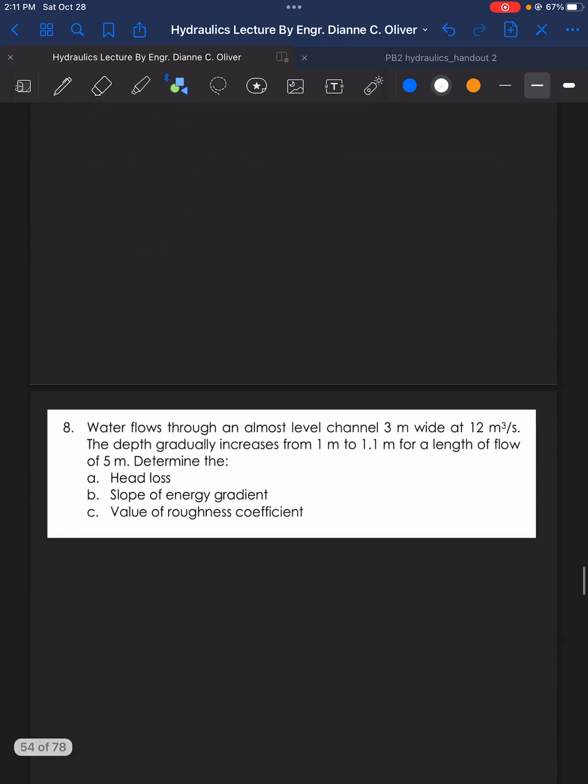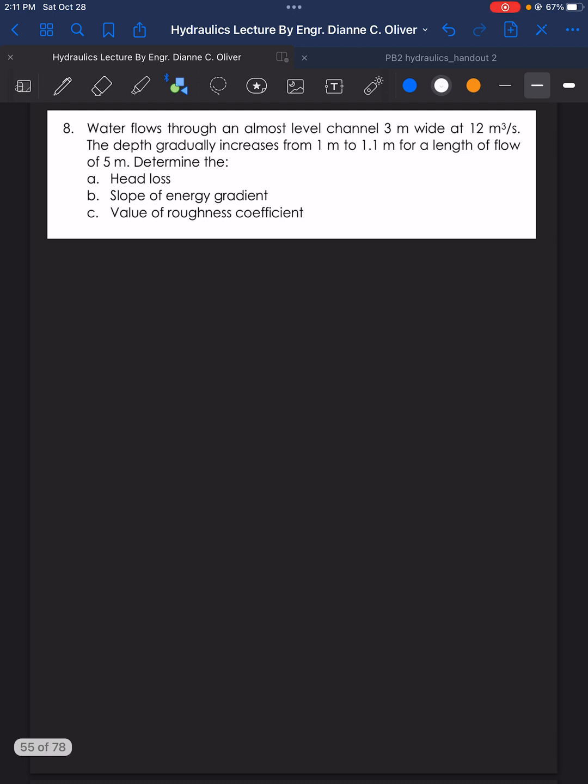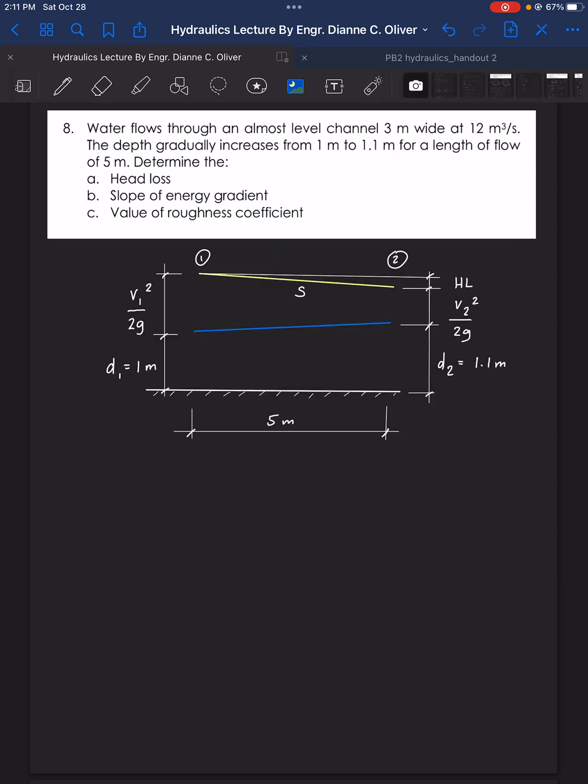Now let's proceed to our last example in this video, example number 8. Water flows through an almost level channel 3 meters wide at 12 cubic meters per second. The depth gradually increases from 1 meter to 1.1 meter for a length of flow of 5 meters. Determine letter A, the head loss, B, the slope of energy gradient, and letter C, the value of roughness coefficient. So this is our flow.